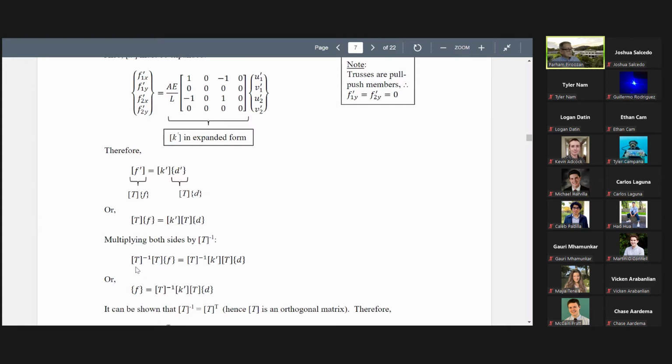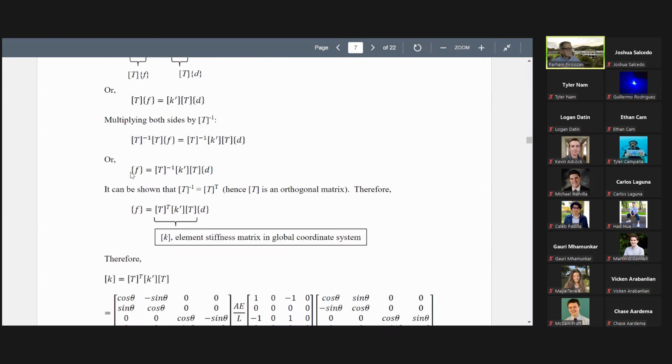Multiply both sides by t inverse. By this t inverse, multiply both sides, it's t inverse tf, and t inverse times k prime td. This t inverse times t, it is what? It is the identity matrix. Just remove it. So f is equal to t inverse k prime td. That is very good. We are very close to what we wanted to achieve. It's just one item here. You see, this T inverse is a problem for us. We don't like to see this.